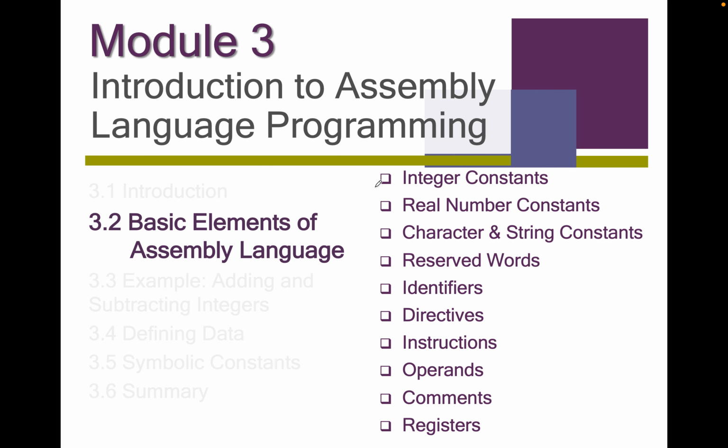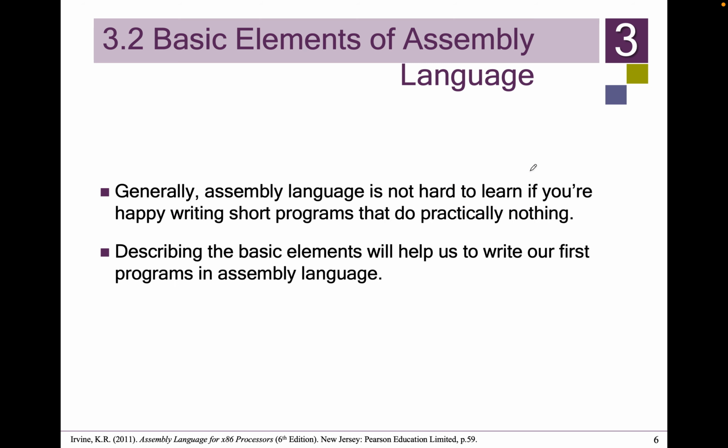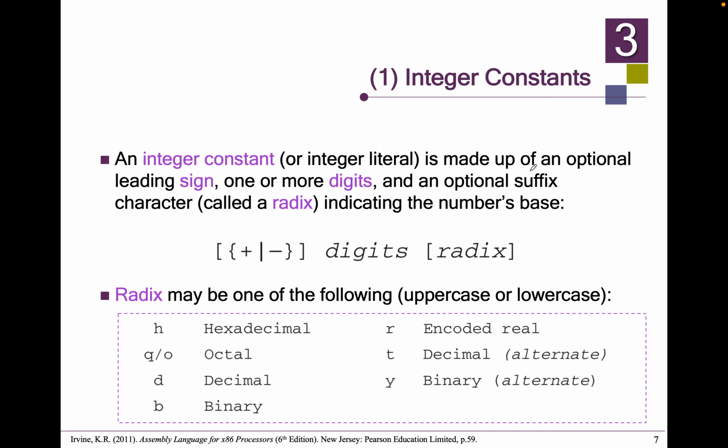So here we already looked last time at integer constant, real number constant, character, reserved word, identifier, directive, instruction, operation, commands, and register. All of this we already covered, okay? So don't ask me again, but we will just go through several. Like you can see here, we have integer constant. In our integer constant, there is a basic format. So please make sure you look back into your notes and also the video from our previous class.